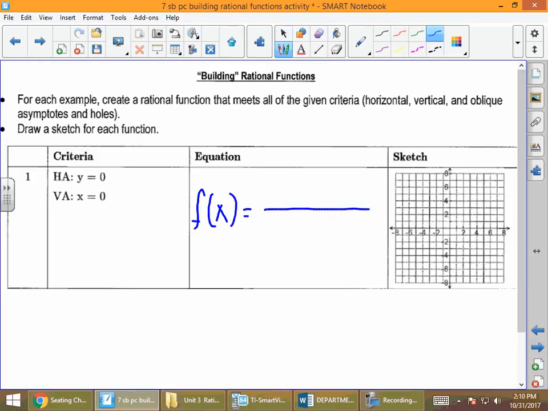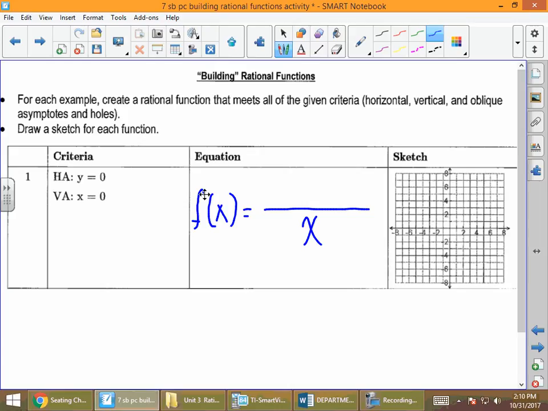is the vertical. So in this case, what it says is x equals 0. Well, where that came from was the denominator. And since x equals 0, we just need to put x.